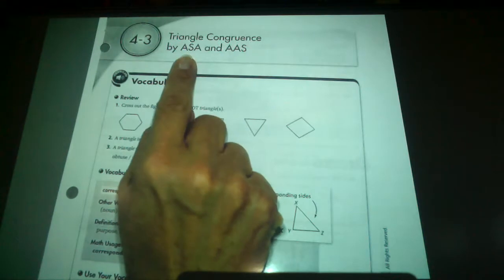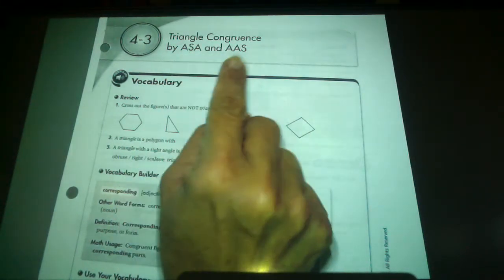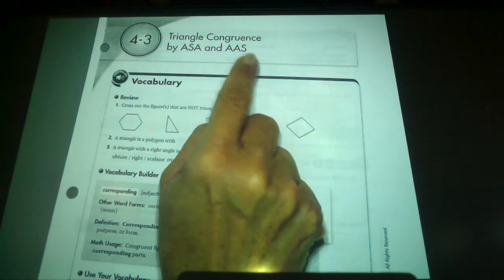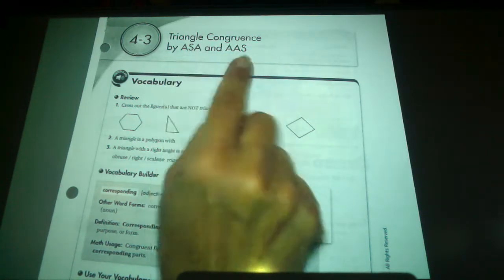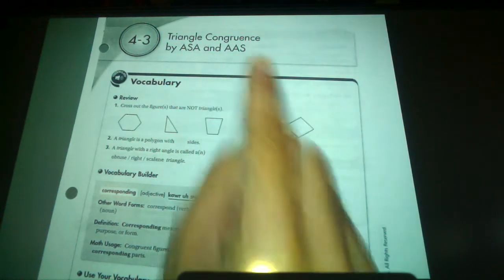So this would be an included side. Notice how the side is in between the two angles. This would be the non-included side because it's not in between the two angles. Both of these have two angles and a side. This is included, not included.